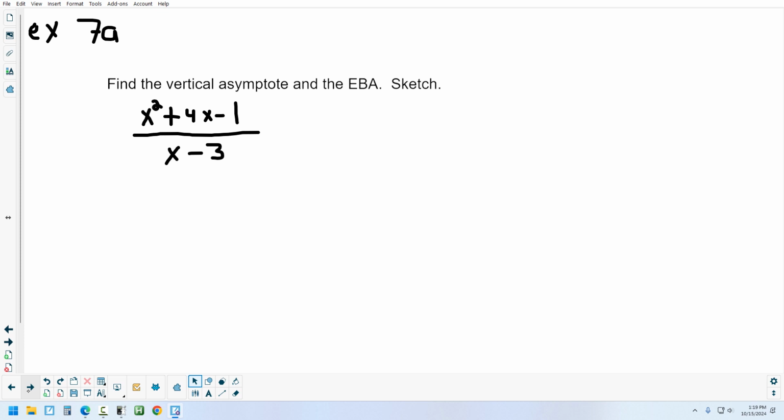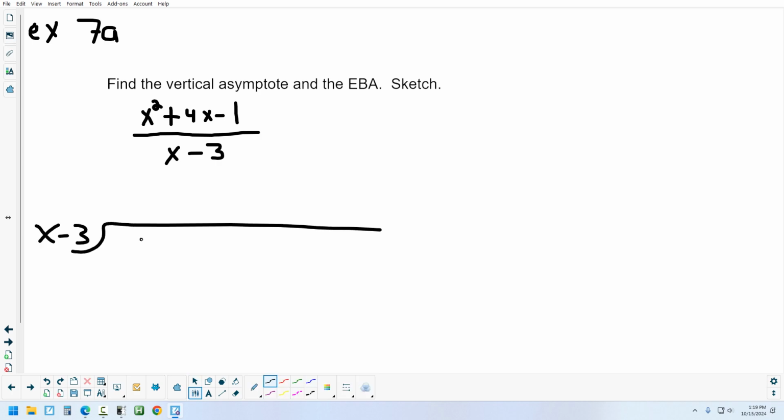What's the degree in the top here? 2 and 1, which is a difference of how much? 1. So this asymptote is going to look simpler than the other one. It's not going to be a U shape. It says find the EBA, and then we'll see if we can sketch this one, because it is simpler to sketch. Okay, so what's going to go on the outside? X minus 3. And the inside? X squared plus 4x minus 3.